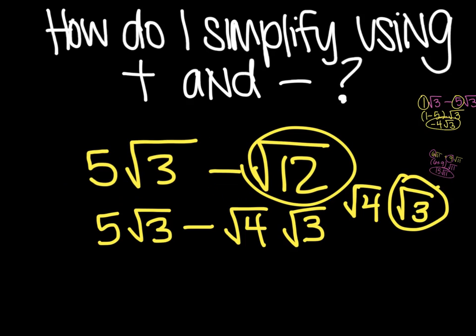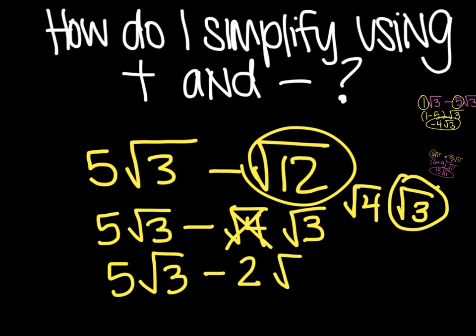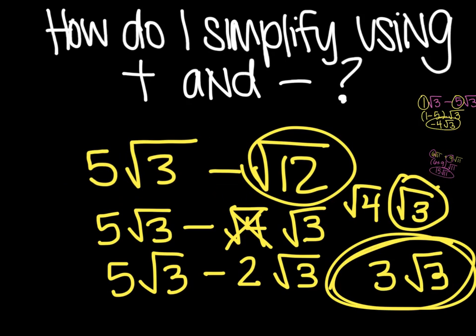And I know the square root of 4 is 2, so that's going to change into a 2. So now I have 5 square root of 3 minus 2 square root of 3. And then this becomes really easy. 5 minus 2 is 3, and the square root of 3 stays the same. So your final answer is 3 square root of 3.